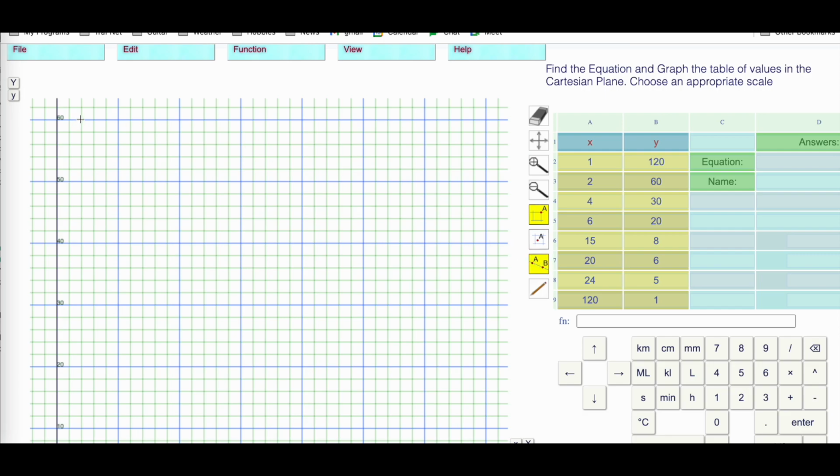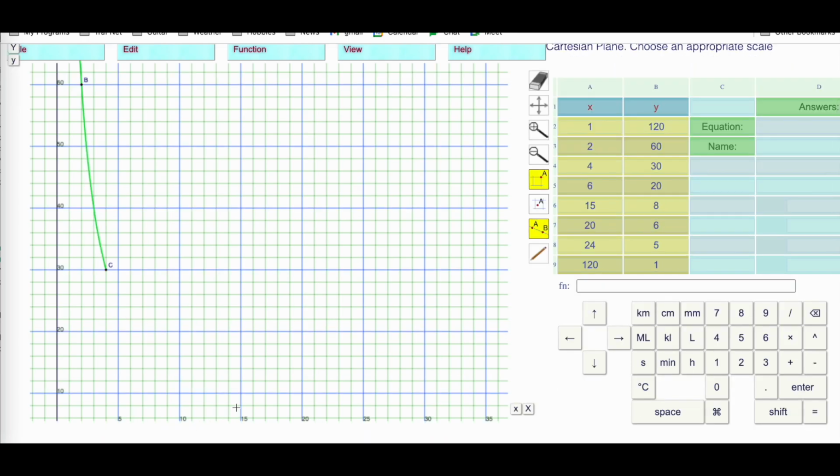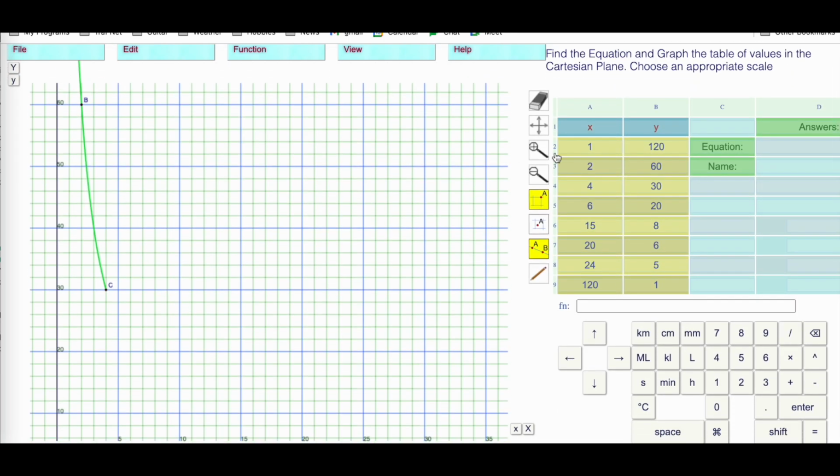Here's my 60, 30 is right there. I need my line drawing tool on. 20, so 20 is right here. I tried that up so you can see the numbers. 15, and then we have 8. So 8 is right there. Notice it's curving nicely. It's predicting the function that we're using.